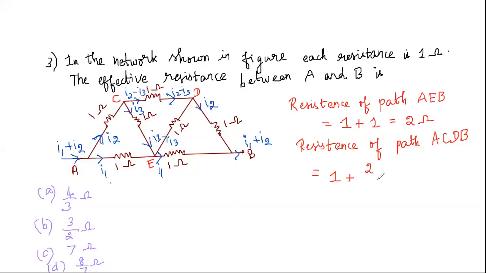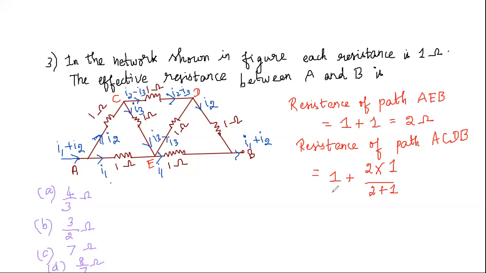So let me continue, students. So here you have this 2 ohm and this 1 ohm as parallel, divided by 2 plus 1, resistance of path ACDB.